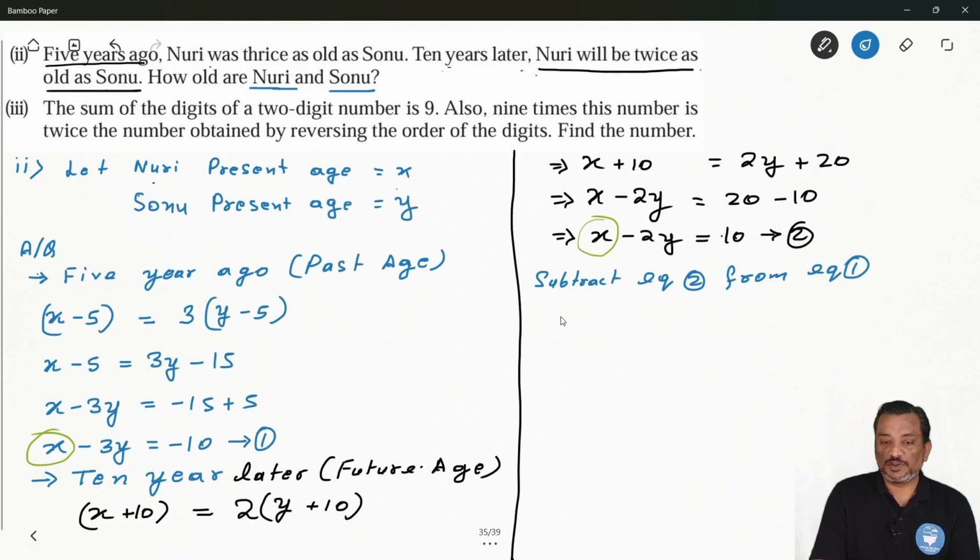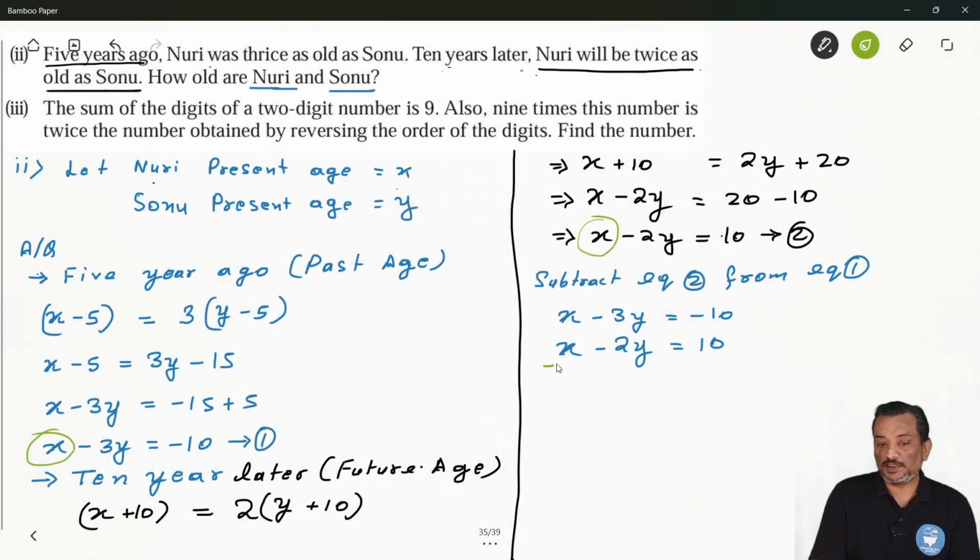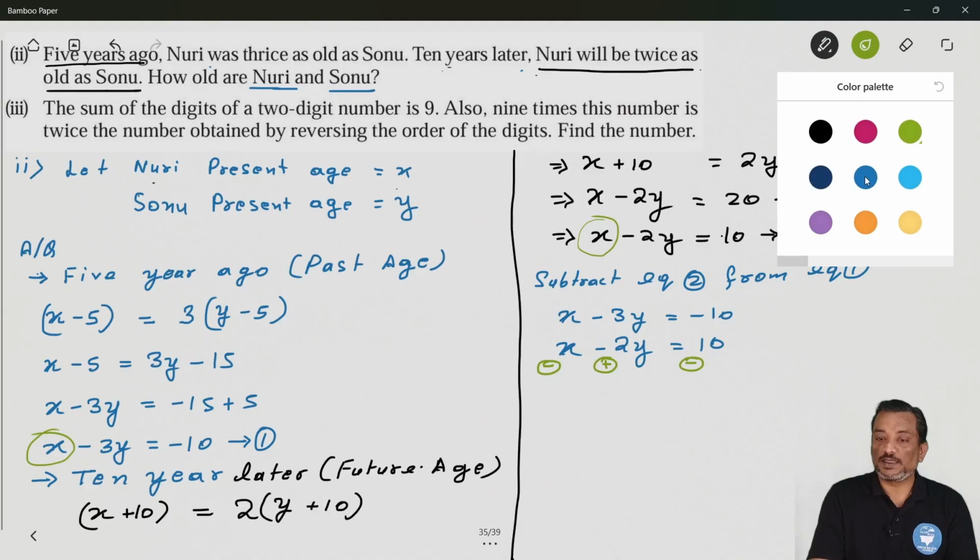ठीक है. तो व्हाट यू हैव इक्वेशन 1, सो x minus 3y is equal to minus 10. This one you have x minus 2y is equal to 10. ठीक है. Now let me change the sign. So this one becomes plus, so it will be minus. This is plus, so it will become minus. So it is also minus. ठीक है. Now you can subtract them.